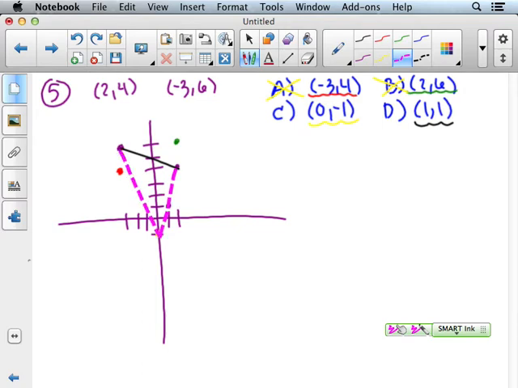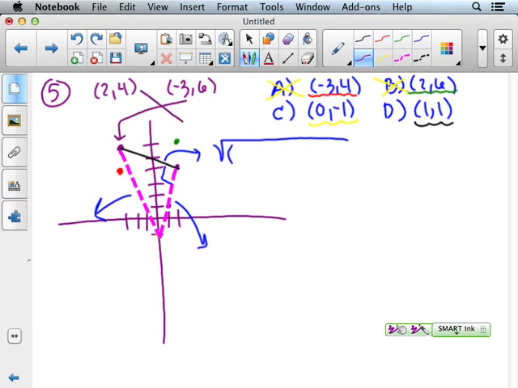Well, this looks like a right angle here, but we have to double check to make sure it actually is a right angle. So what I'm going to do is find the lengths of all three sides. I'm going to use the Pythagorean theorem to make sure that a squared plus b squared actually equals c squared. So here, I'm going to say this is the square root of, and we'll have, let's see, which point is which? This is negative 3 comma 6, and this is 2 comma 4.